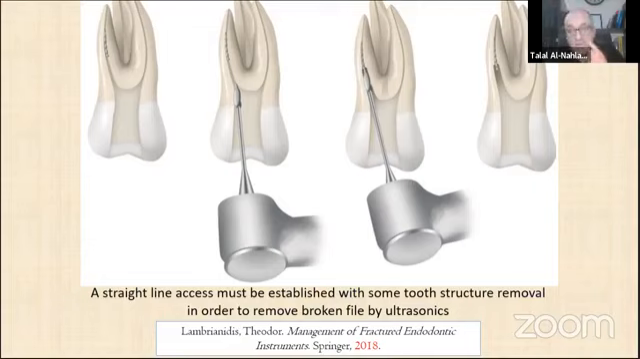And by the way, the size of GG file 3 is 90, and the size of GG file 2 is 70. At the beginning of trying to remove a broken file, you need to go for GG file 3 in order to have good flaring and good vision to remove a broken file. But after you gain experience, you don't need to go more than Gates-Glidden size 2, which is 70.